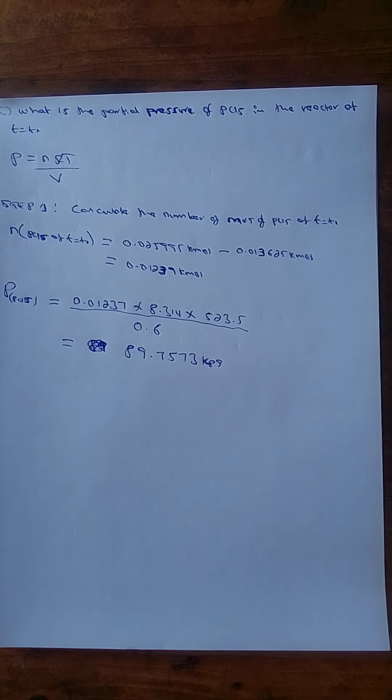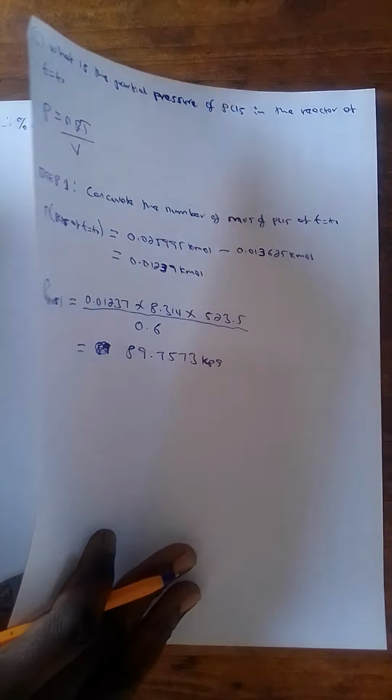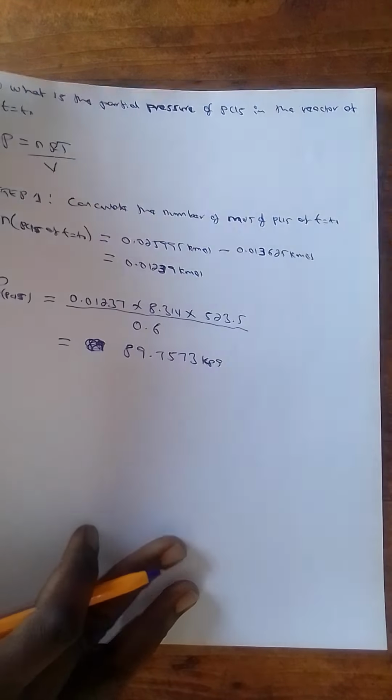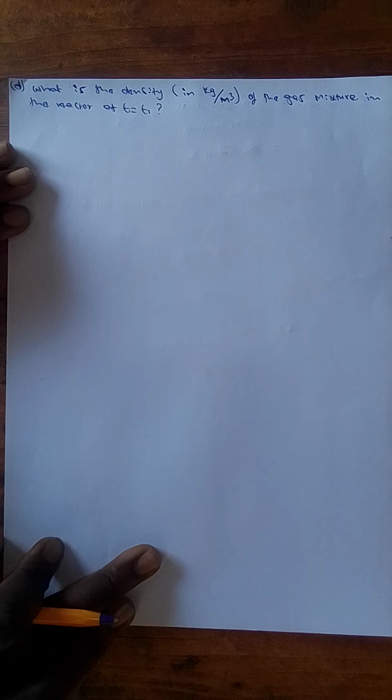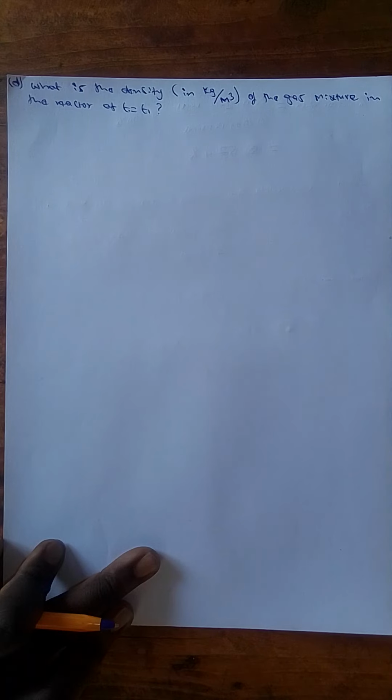So this also wraps up question C. Now we go to D, which is the last question. D says, what is the density in kilograms per meter cubed of the gas mixture? So this shouldn't be difficult.